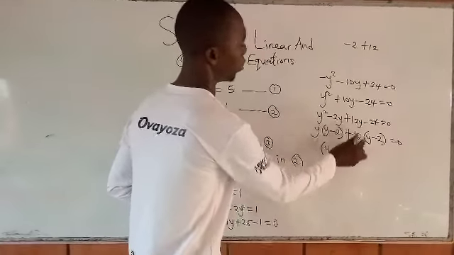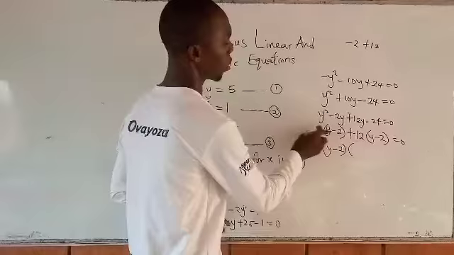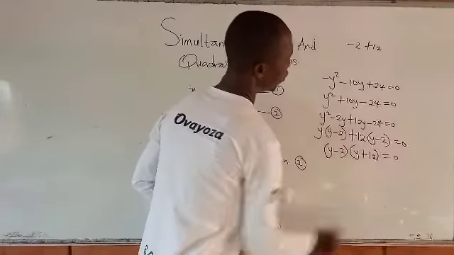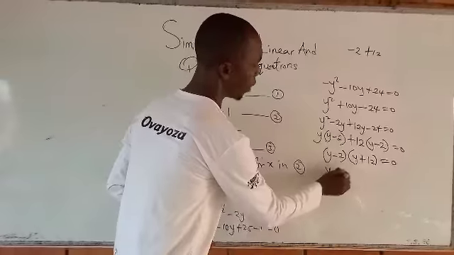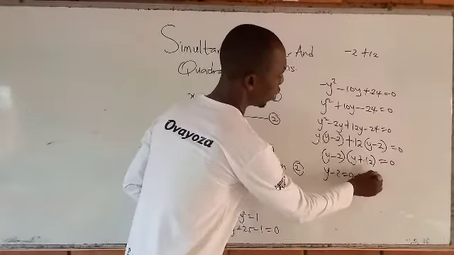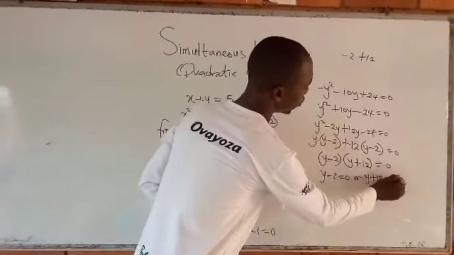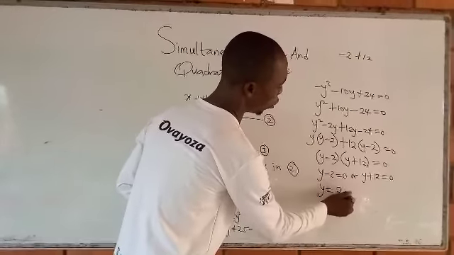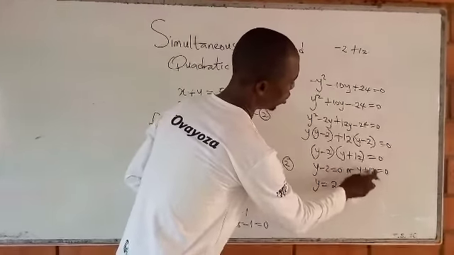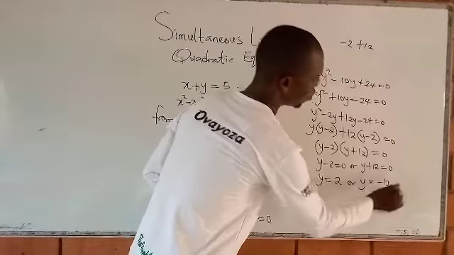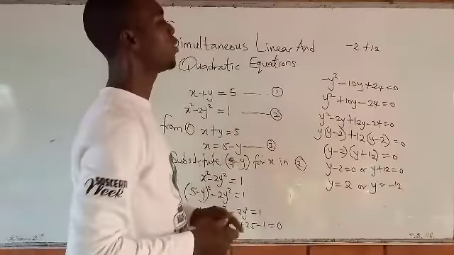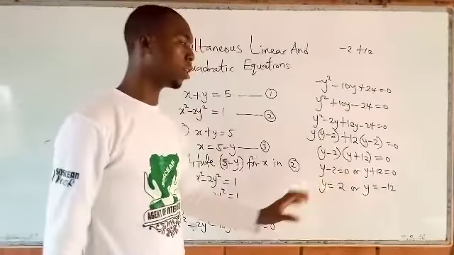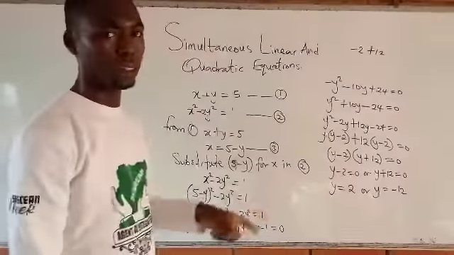Then we put these other factors in one bracket: y plus 12 equals 0. Meaning y minus 2 equals 0, or y plus 12 equals 0. So y equals, if 2 comes to this side, it becomes 2. This will become minus 12. So now, since we have gotten 2 values for y, definitely we are going to get 2 values for x.